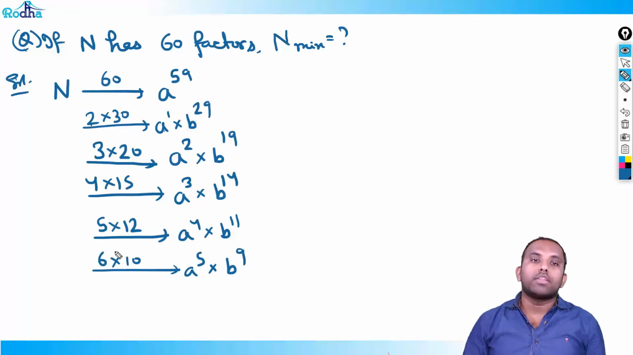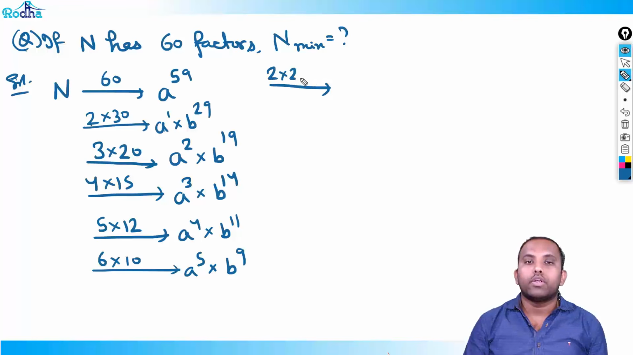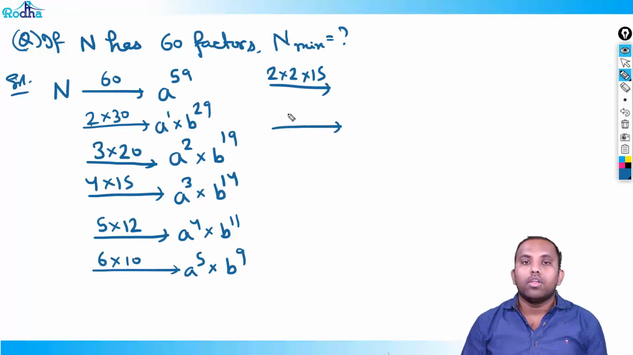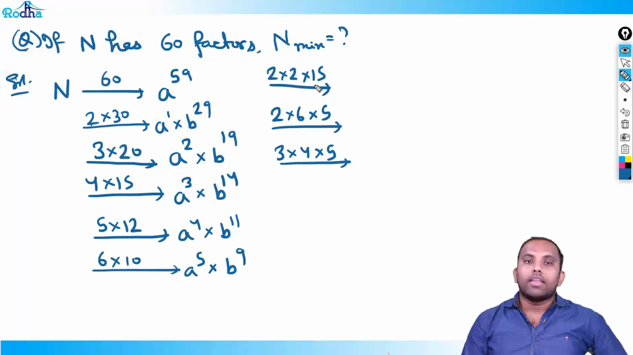Now I can also split in terms of 3, 3. So 60 can also be split in terms of three factors: 2 into 2 into 15, or 2 into 6 into 5, or 3 into 4 into 5. Like this I can split in many ways. Let me write down all the possibilities.